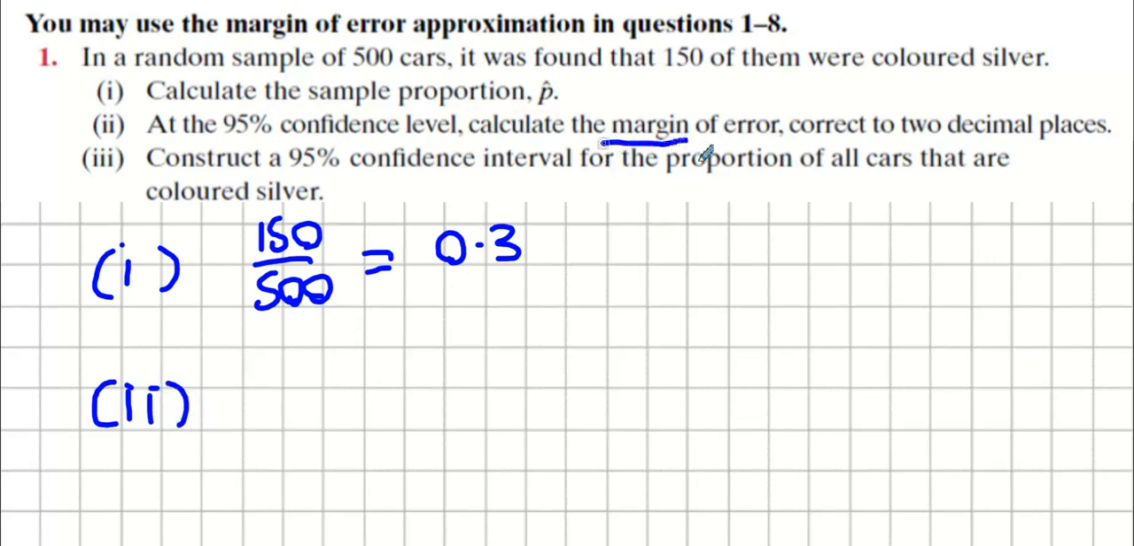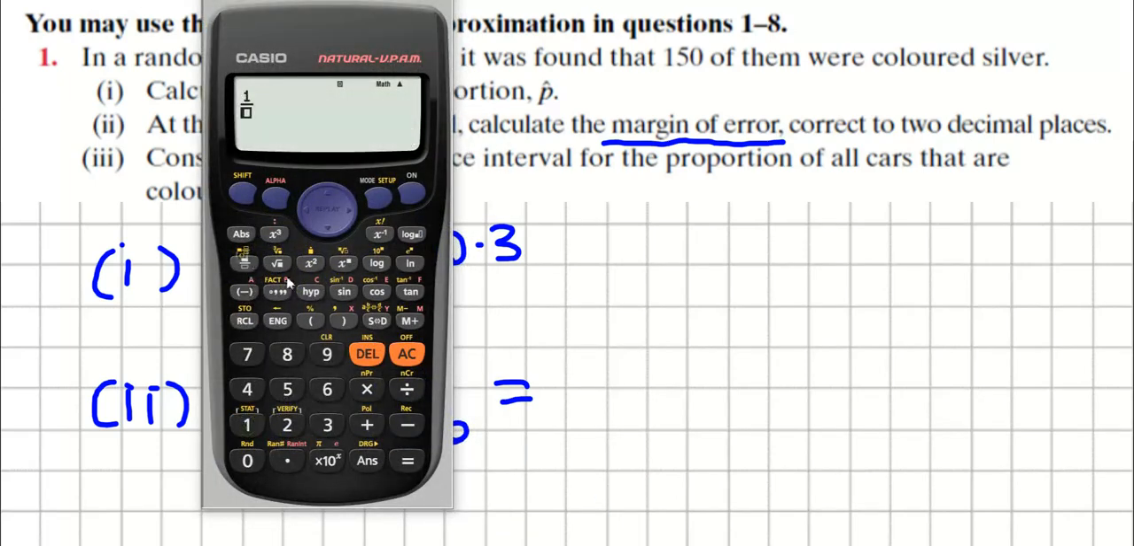Calculate the margin of error. So what do you think margin of error is? 1 over root n, which is 1 over root 500, which is? Anybody got an answer for that? 0.045.